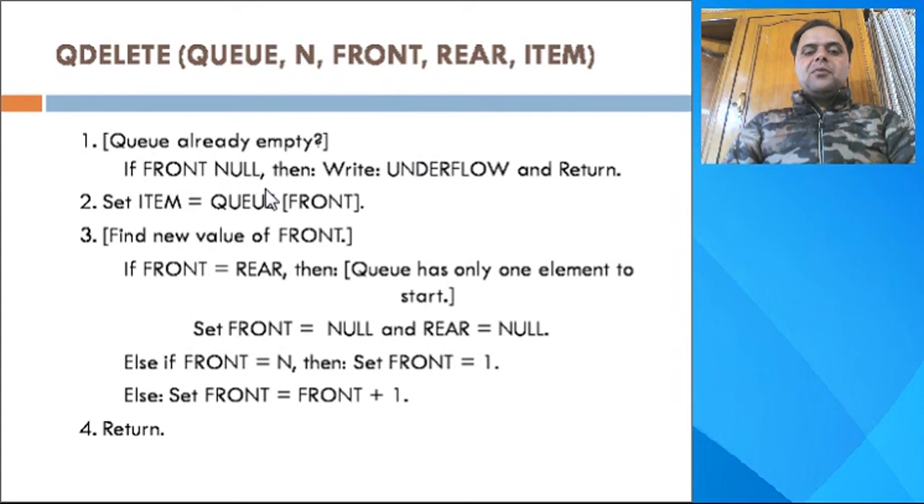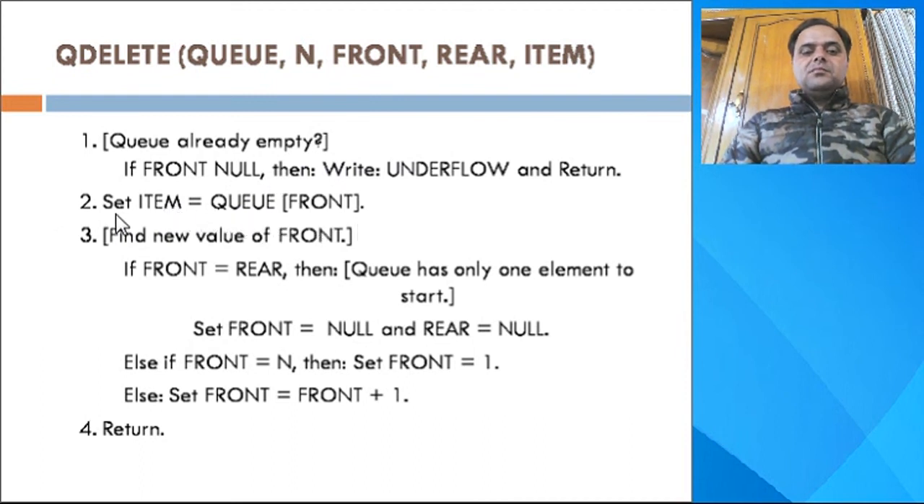So if front equal to null, then write underflow and return. If front equal to null, it means we don't have any element in the queue, so we call this underflow and return. Second, set item equal to queue[front]. So we will assign the front value to item.